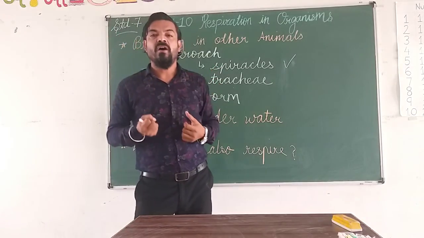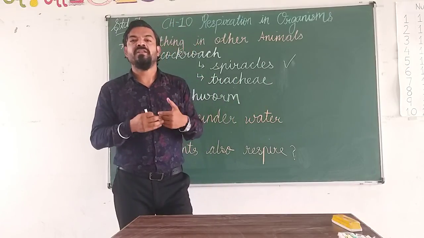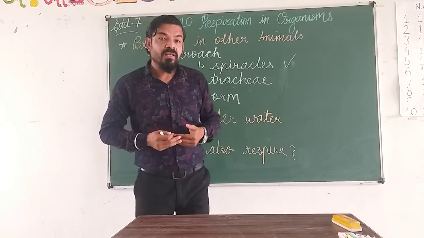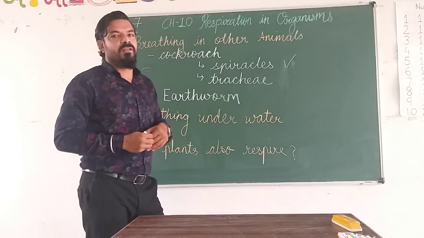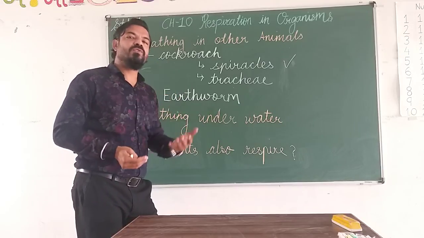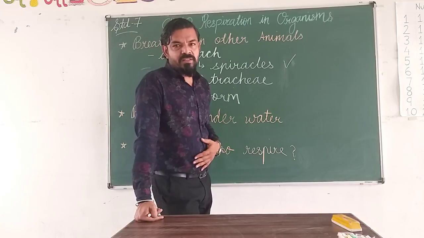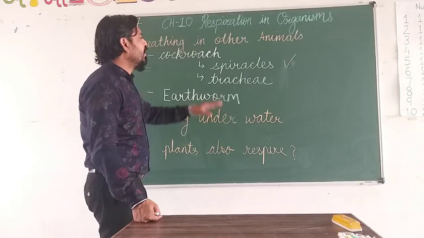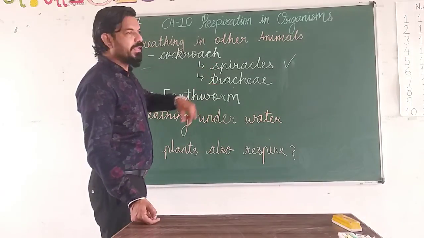They take oxygen. Most living organisms on earth have aerobic respiration, in which they take oxygen. Anaerobic respiration takes place in the absence of oxygen. In that also they breathe, but that is in yeast and this kind of organism, single-celled organisms. Now, the cockroach breathes with the spiracles.